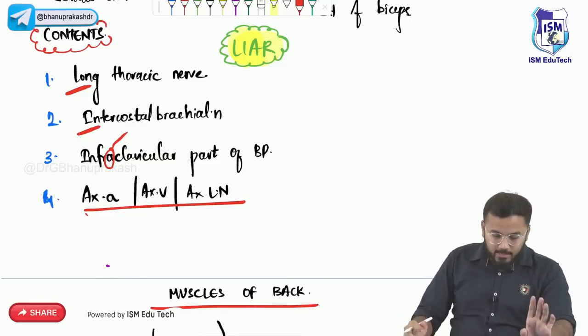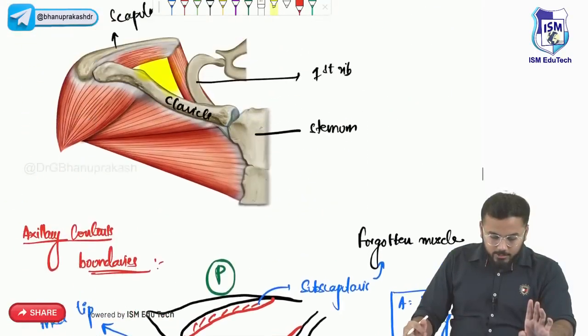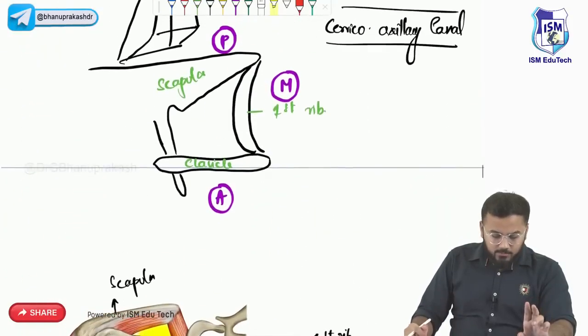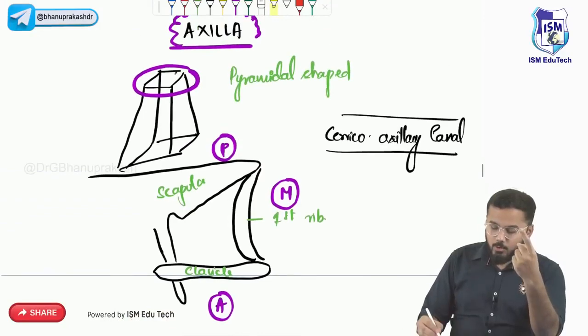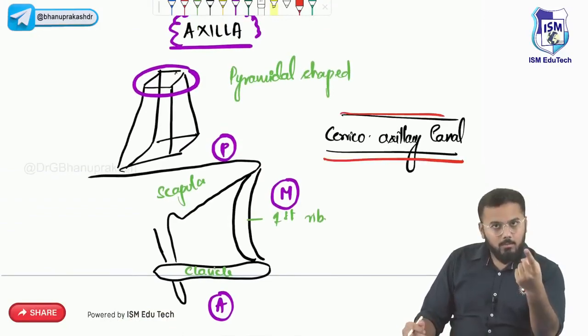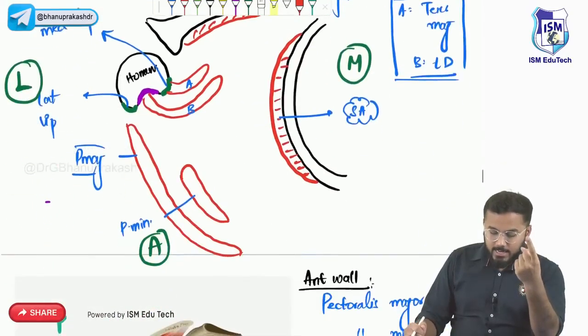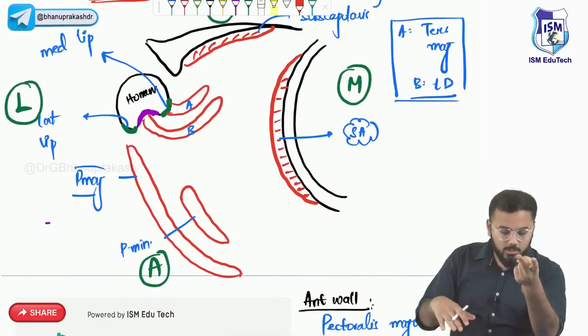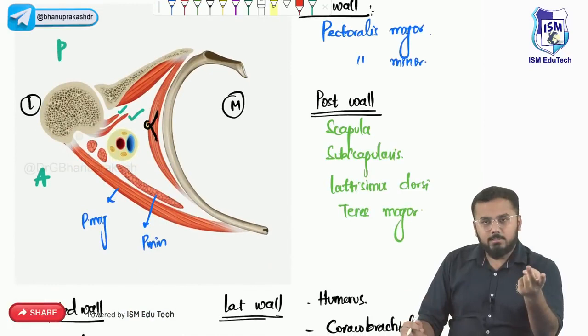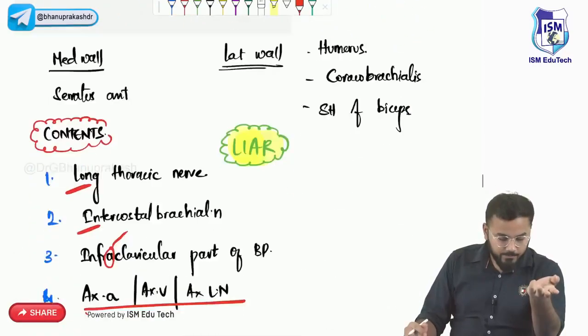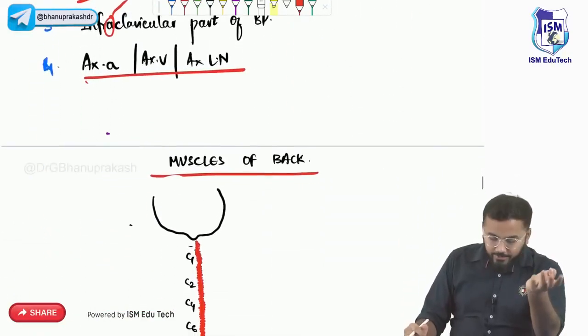We are done with the axilla. Have you all understood this? Simple things, guys. We have just talked about three important MCQs. One is about the cervico-axillary canal borders. Second, we have talked about the borders of the axilla, very easy, and we have talked about all the contents. Okay, it is simple. You understood it, right?